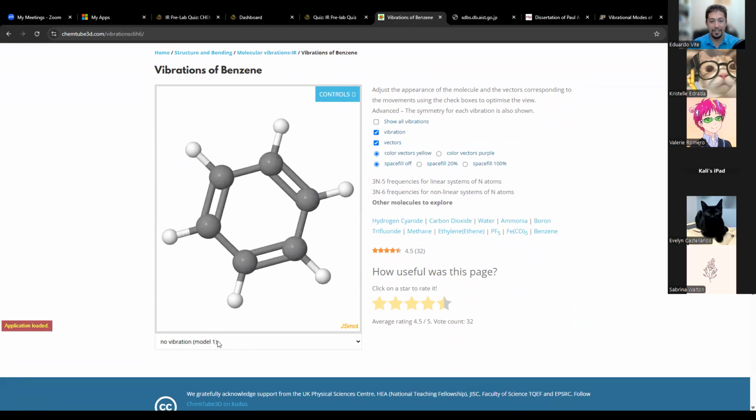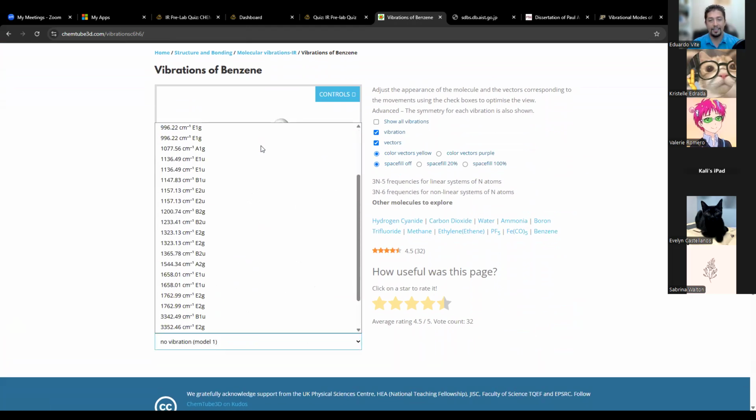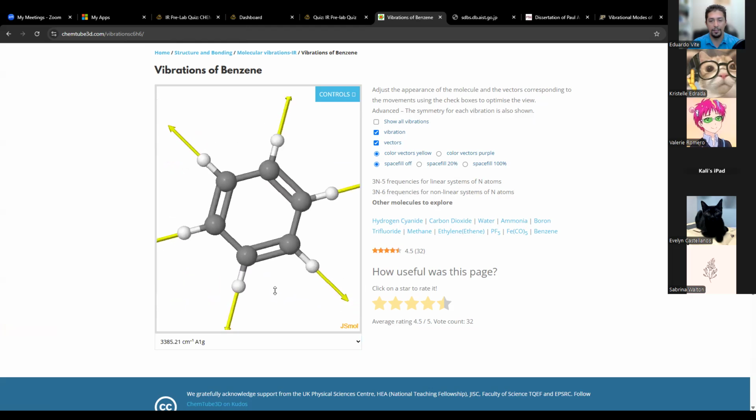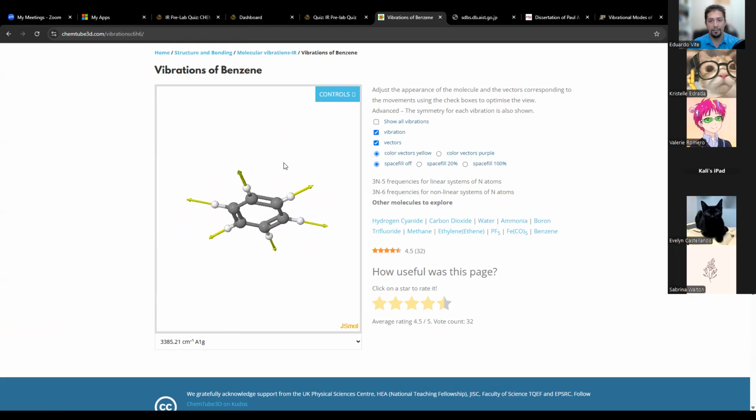Okay. Let's see how many we have. Look at that. These are all of the vibrations possible in a benzene molecule. So let's just take a look at some very characteristic ones. Let's look at the highest energy one right away. Look at that. That's a very nice stretch right there. Very nice, equally symmetric stretch.